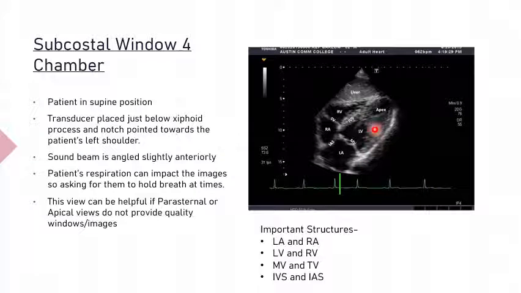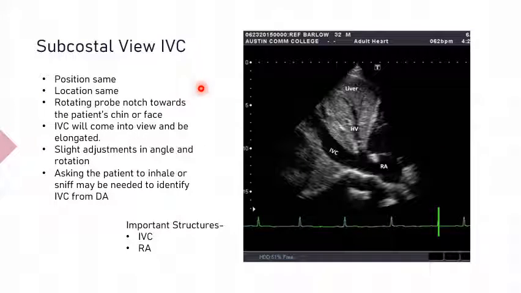And this view can be important if you can't get good images from other views. And there's a lot of information here: left atrium, right atrium, the ventricles left and right. You can see the IVS and the IAS, the septum in between each one of these, and the apex and their valves.